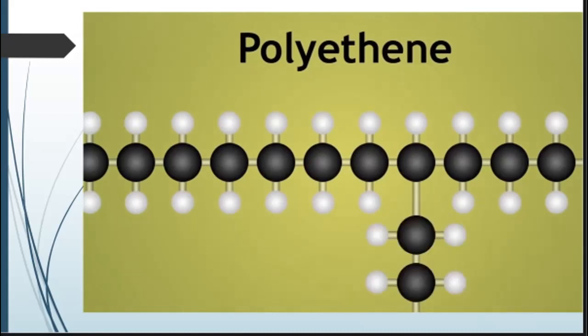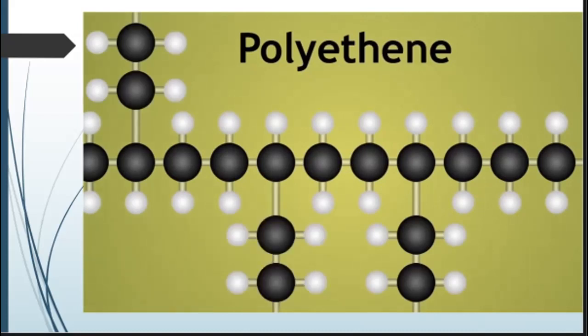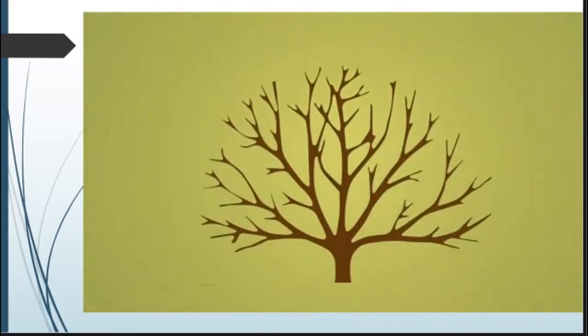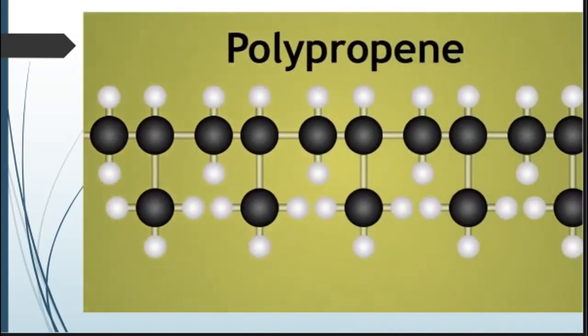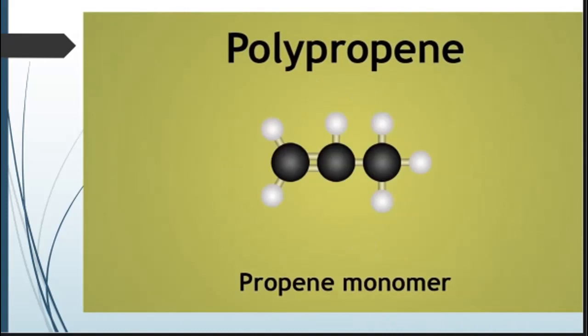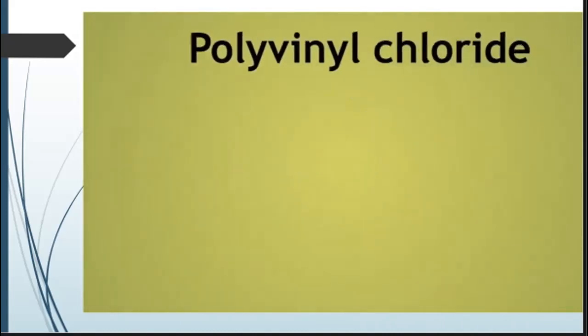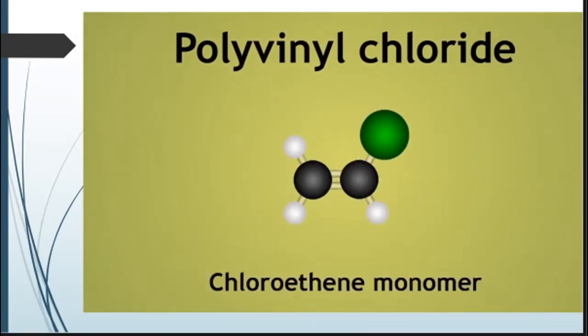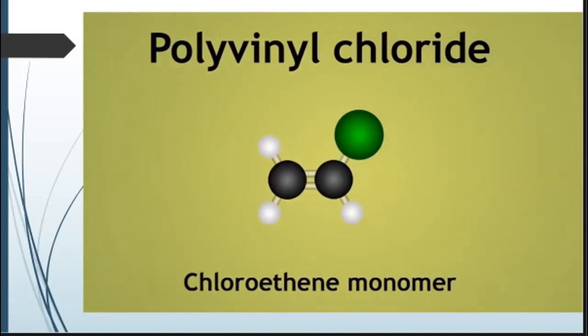The term branch refers to smaller chains sticking out of the main chain, much like branches on a tree. Polypropene, or polypropylene, is a polymer of propene monomers. Polyvinyl chloride, or PVC, is a polymer of chloroethene or vinyl chloride monomers.